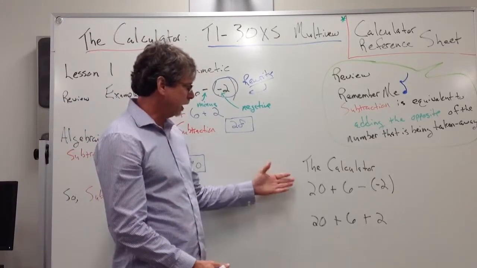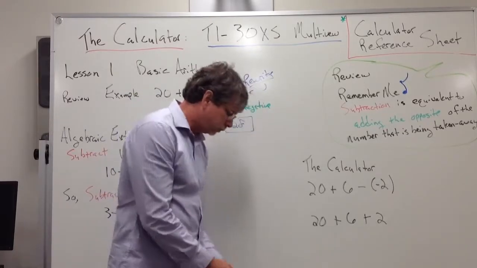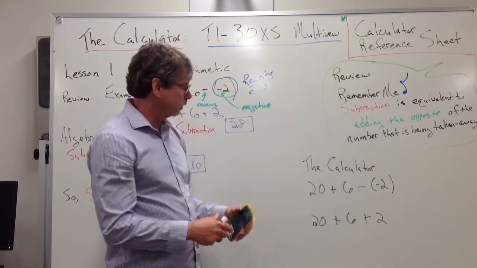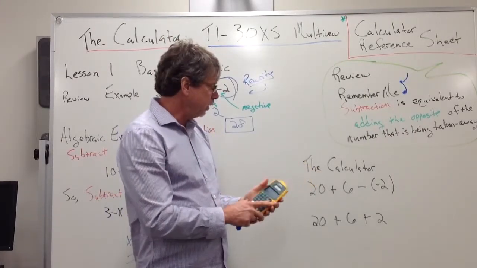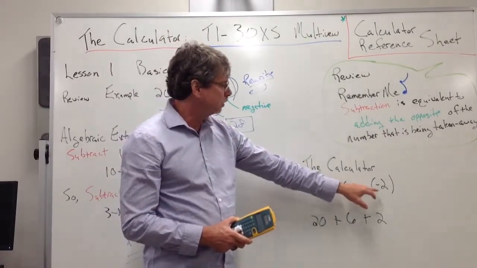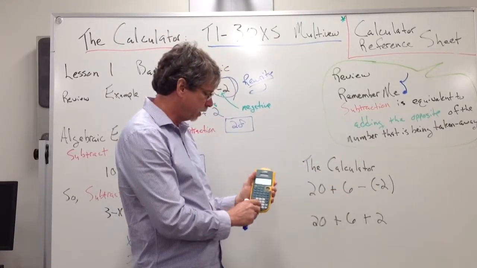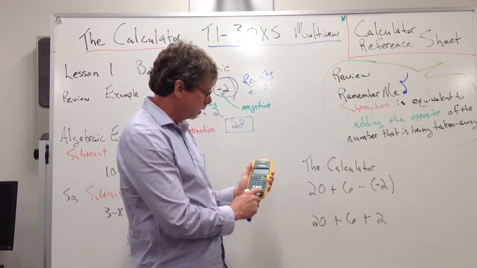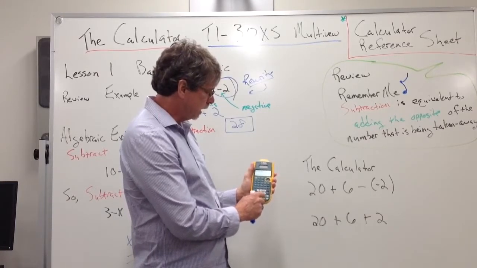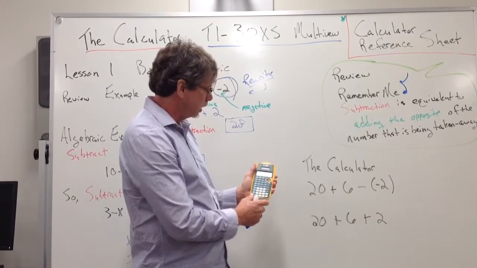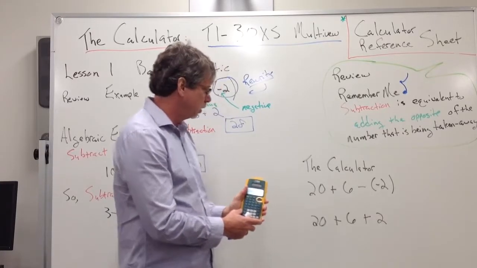Also, in talking about the calculator, we don't have to know all that with the calculator. We just type it in. The key, though, is remember that this is the minus sign and this is the negative symbol. So if I type it into the calculator, I can type in 20 plus 6 minus negative 2, hit enter, and that does give me 28.